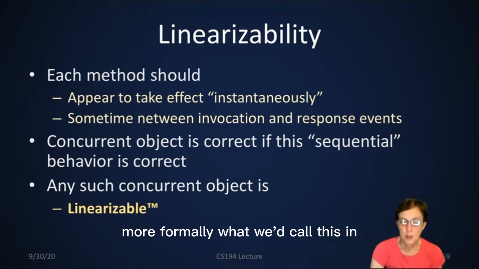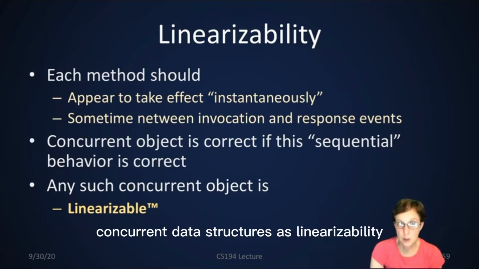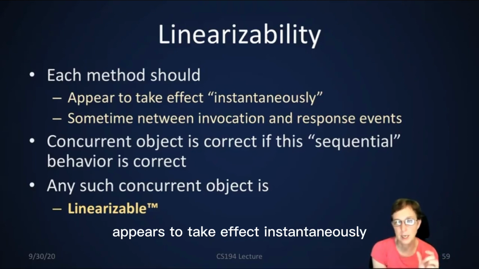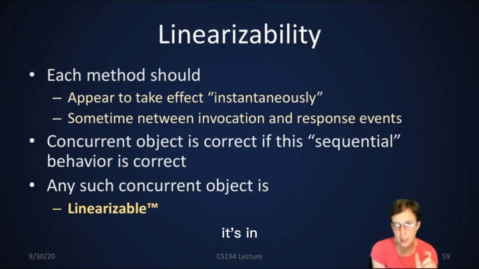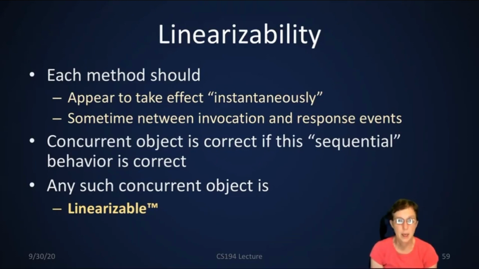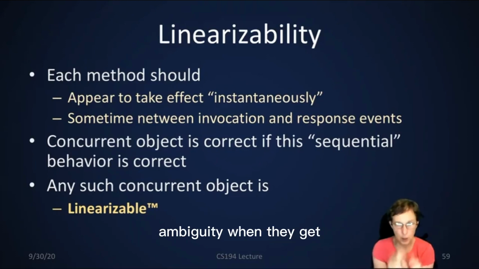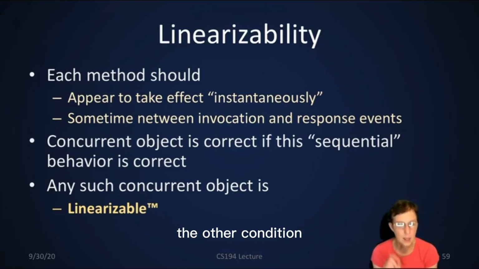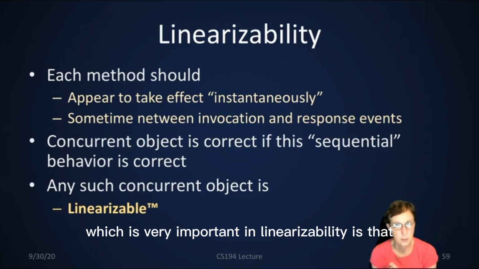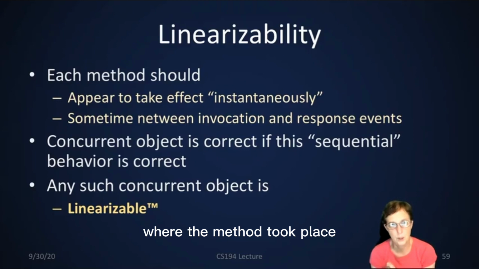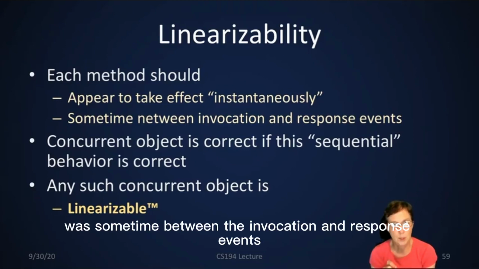More formally, what we'd call this in concurrent data structures is linearizability. That means that each method appears to take effect instantaneously. It's in that little interval that can map onto a sequential timeline. And so we can't have any ambiguity when they get mapped onto that sequential timeline. And the other condition, which is very important in linearizability, is that the instantaneous point in time where the method took place was sometime between the invocation and response events.